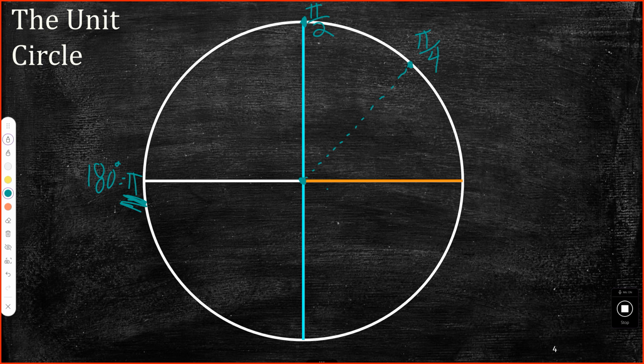Then what would this one be? Pi divided by 6. Somebody say pi divided by 6. Why? Because this is 30, no? 30, 60, 90. This is 60. So it'll be 1, 2, 3, 4, 5, 6. This is going to be pi divided by 6.